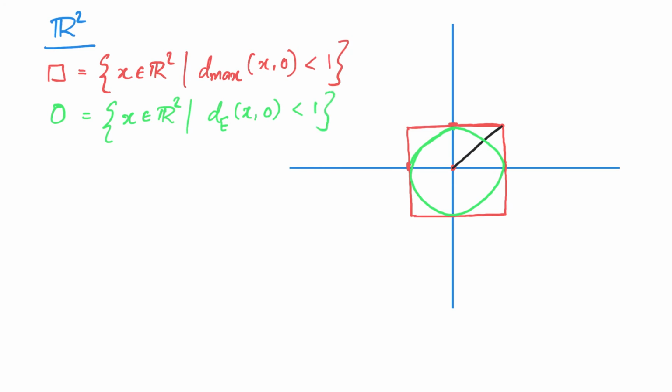Notice that the interior of the green circle lies completely inside the red square. Therefore, if the Euclidean distance of a point to origin is less than 1, then the max distance of that point to origin is also less than 1. Now we can ask a question. Can we find a number such that if the max distance of a point to origin is less than that number, then the Euclidean distance of that point to origin is less than 1?